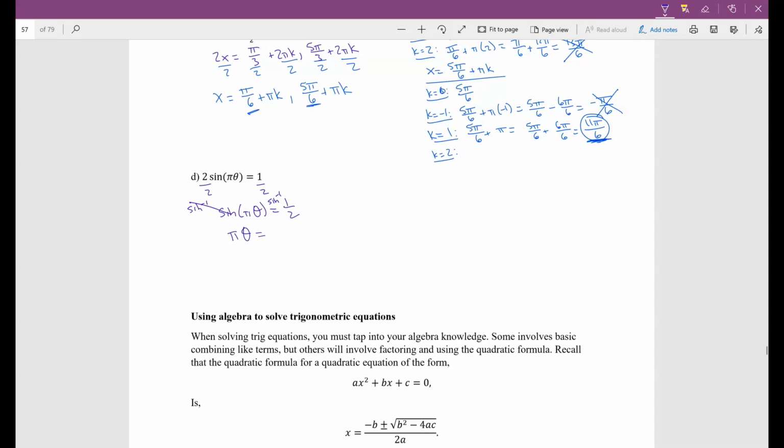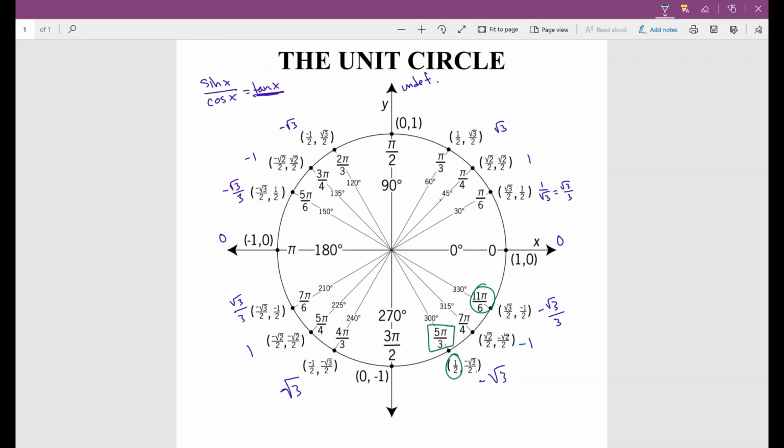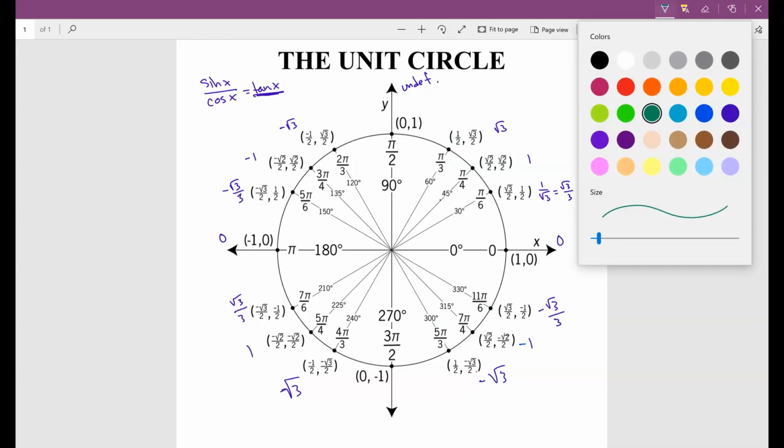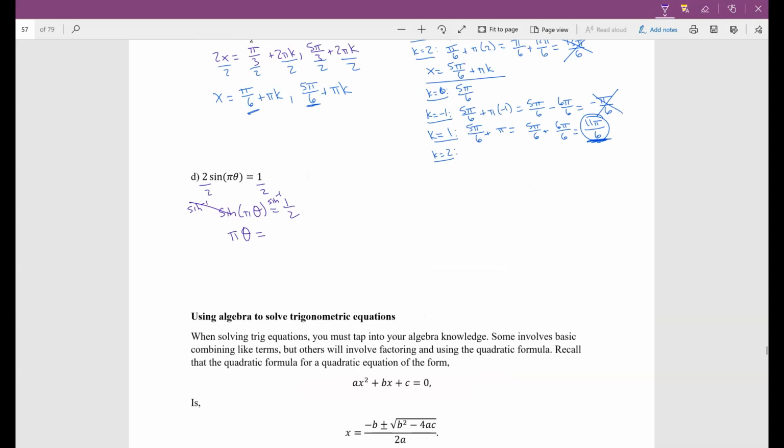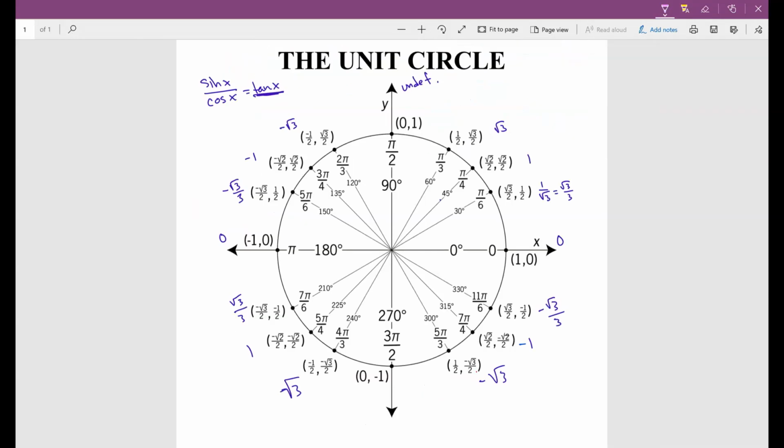Okay, so where is sine? Where do I get the value? What angles do I get 1/2 for sine? Okay, so let's go back here. Let me erase this guy. So now we're looking for sine. So sine in this case is the y value. We're looking for all the 1/2s. Okay, so here's the 1/2 and here's the 1/2. So that's at 5 pi over 6 and at pi over 6.